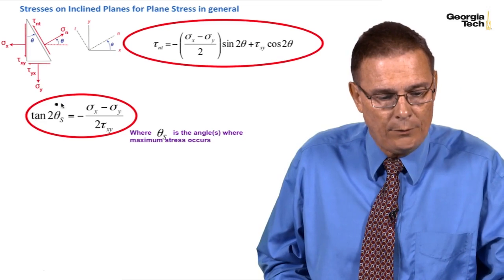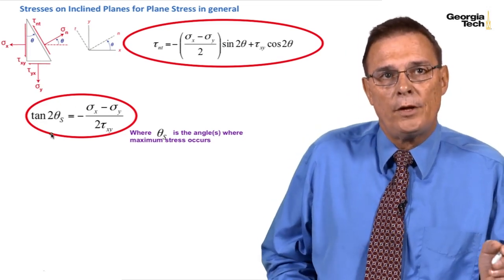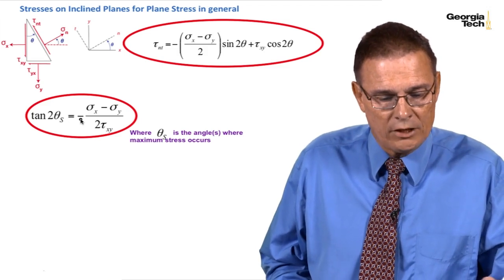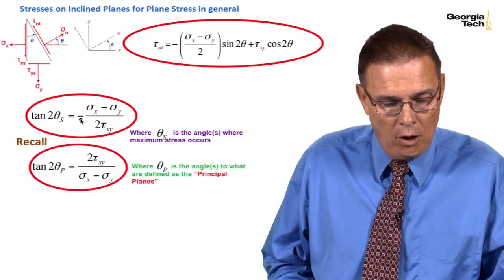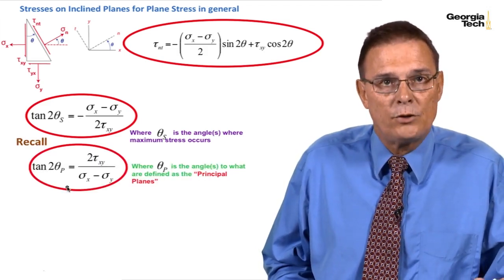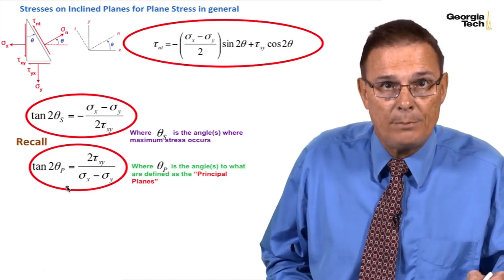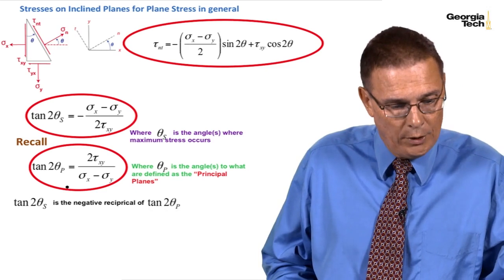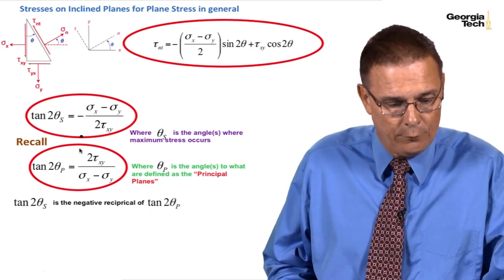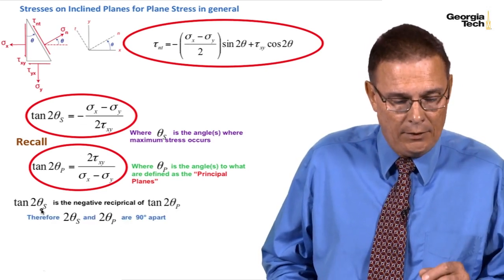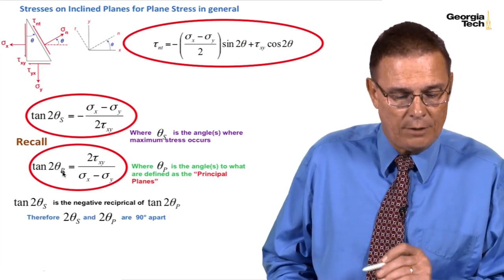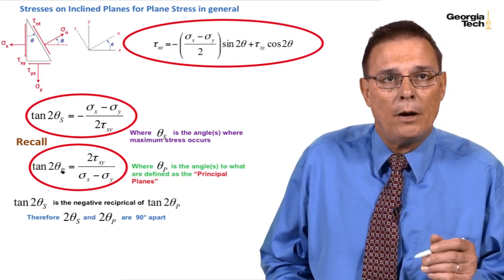So here again is our expression for the transformation of shear stress. And we found that this was an expression for the angle to where the shear stress maximum occurs. You'll recall that this was the expression where theta sub p, the angle, was defined to the principal planes. And you'll notice that these are negative reciprocals. And so therefore, we know that 2 theta sub p and 2 theta sub s are 90 degrees apart.